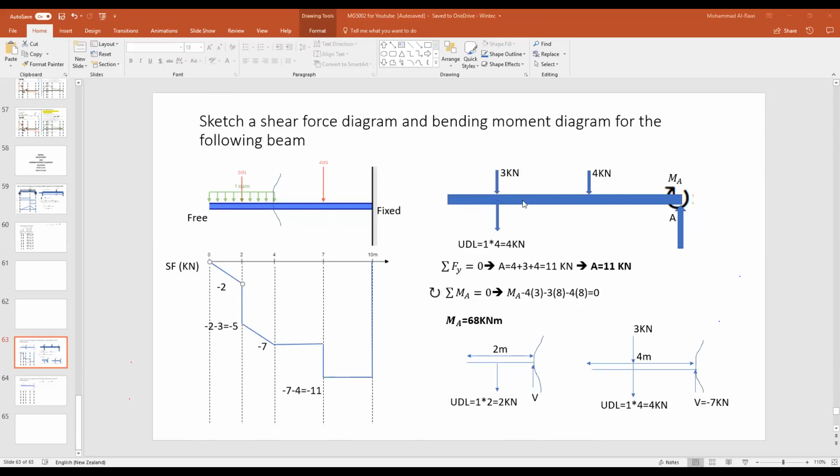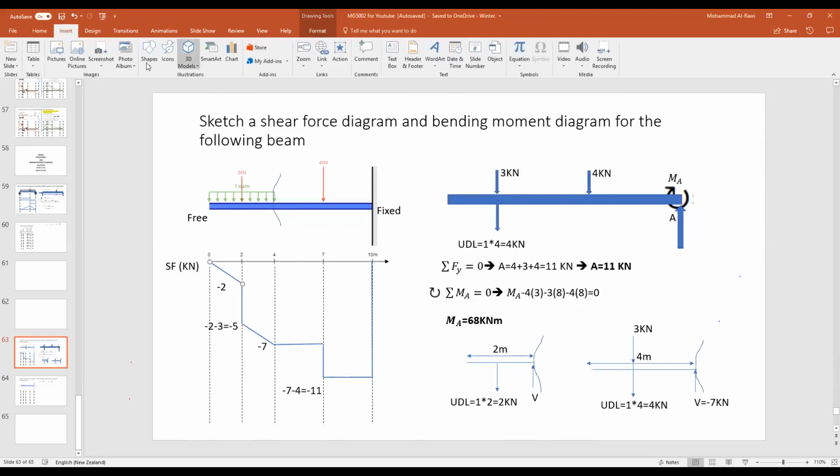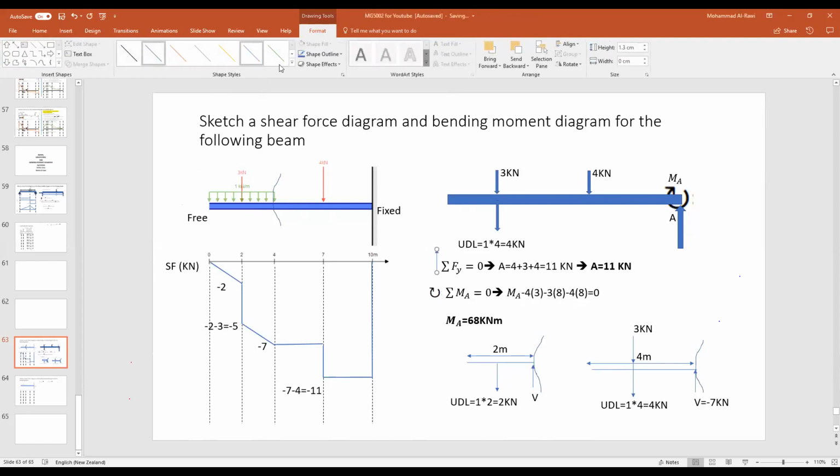First of all, we sketch the free body diagram. We replace the fixed support by a vertical support reaction A and a bending moment MA. Now this bending moment will prevent the beam from bending in that direction. Now what do we have? Remember that the UDL is 1 kilonewton per meter, the distance is 4 meters, so I multiply by 4. We use the support reaction. If you're wondering which direction the support reaction is, going upwards is positive, so we're using a positive support reaction.